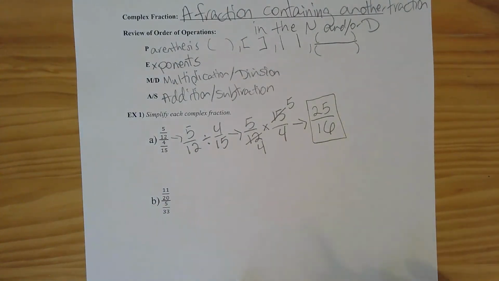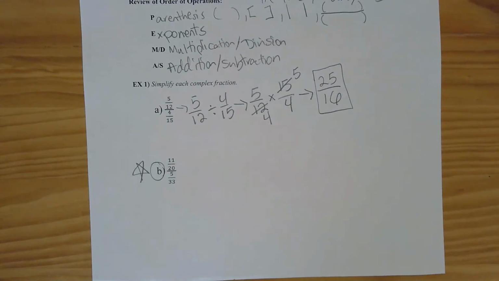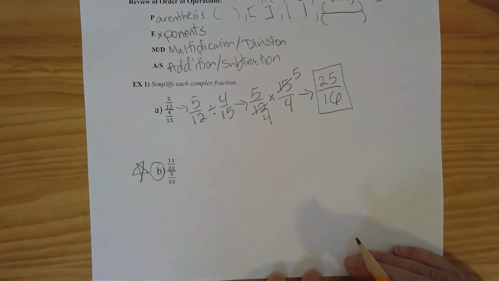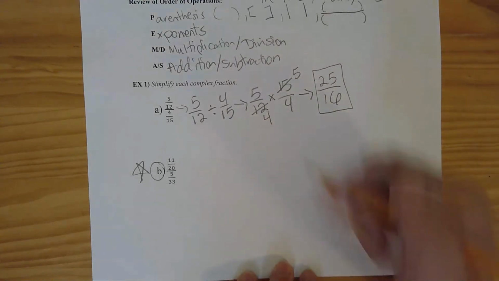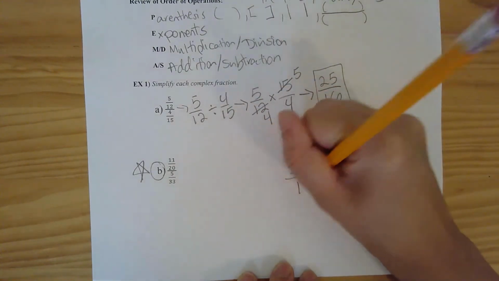Would you guys like to try the next one, since it's really similar? In part B, we got 11/20 over 5/33. I'll give you guys a minute to see if you can try this one, and I will show you the answer here in 3, 2, 1. The answer you get should be 363 over 100.